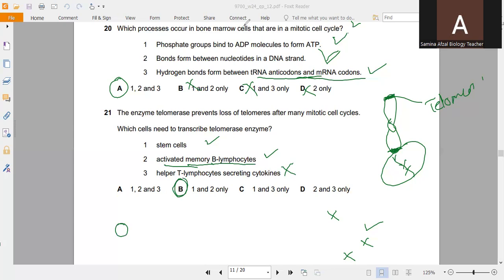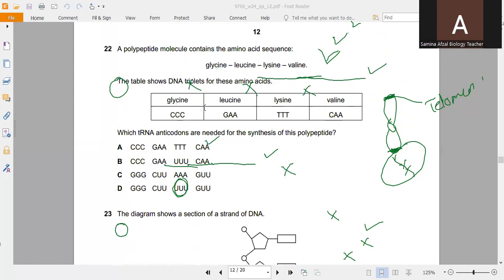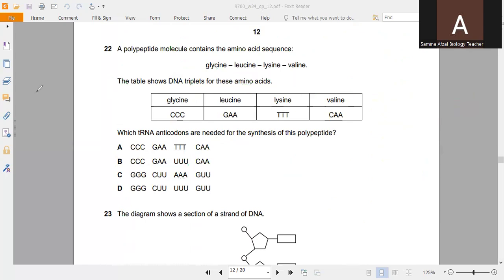Now we are moving towards question number 22. Question number 22: a polypeptide molecule contains the amino acid sequence glycine, leucine, lysine, and valine. The table shows DNA triplets for these amino acids.